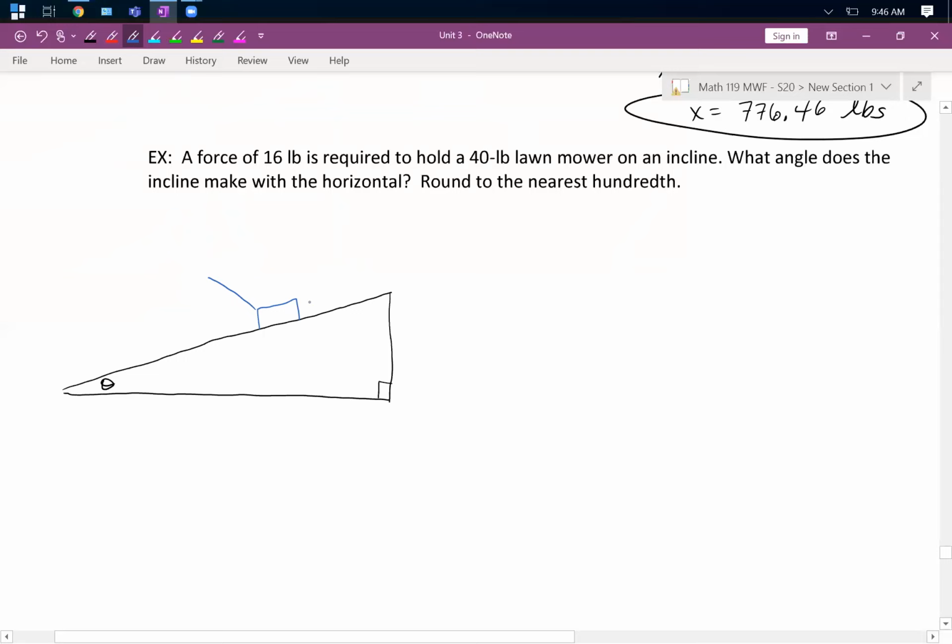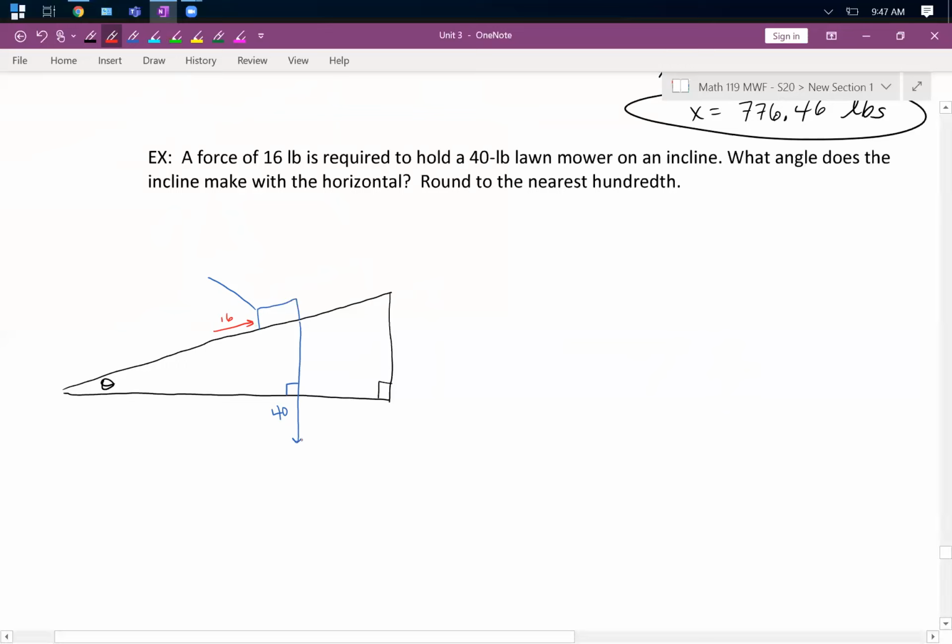The lawnmower is 40 pounds, so that's going to be a vector going straight down since gravity goes straight down. Since it's perfectly vertical and the bottom of our incline triangle is perfectly horizontal, that means we have a right angle right here. A force of 16 pounds is required to hold it in place, but as we said before, a vector can be moved around the plane as long as we keep its magnitude and direction the same.